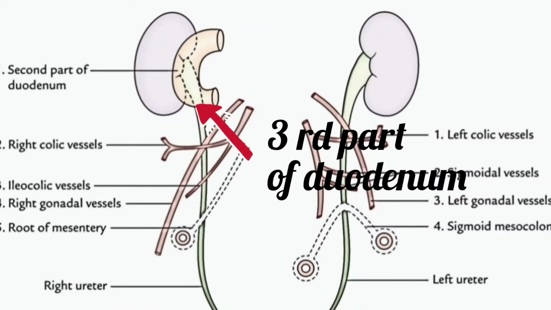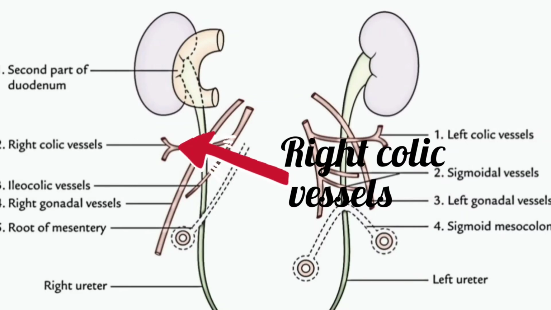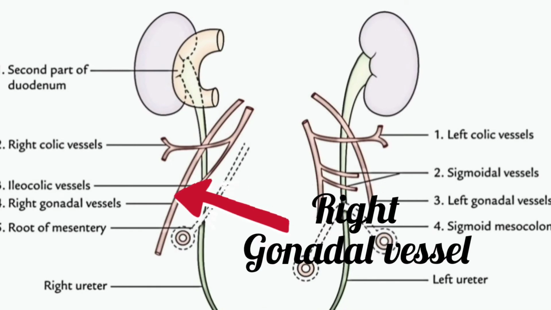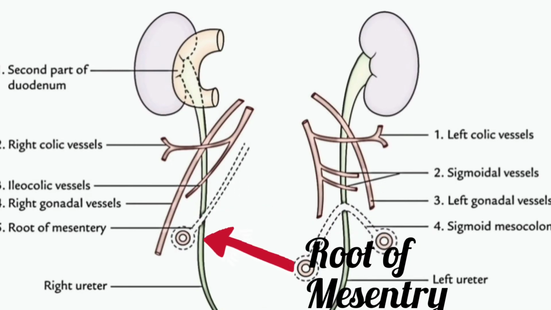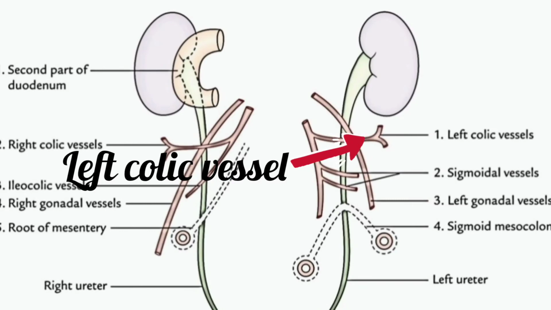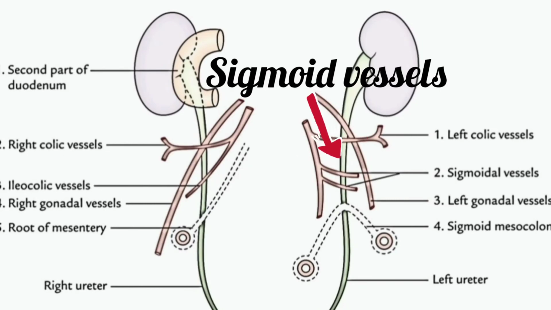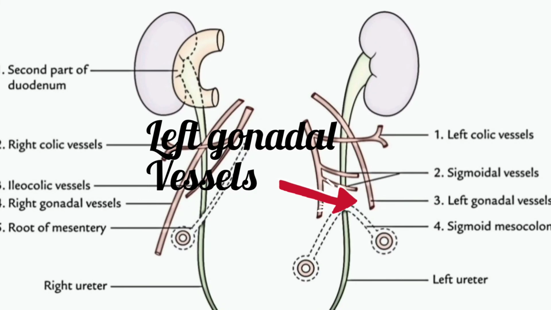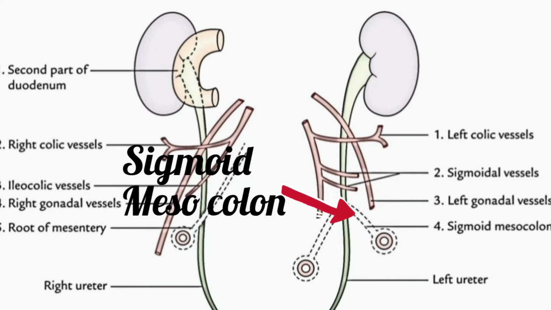It is related to the third part of the duodenum, the right colic vessels, the ileocolic vessels, the right gonadal vessels, and also to the root of the mesentery. And the left ureter is related anteriorly to the left colic vessels, the sigmoid vessels, the left gonadal vessels, and also to the sigmoid mesocolon.